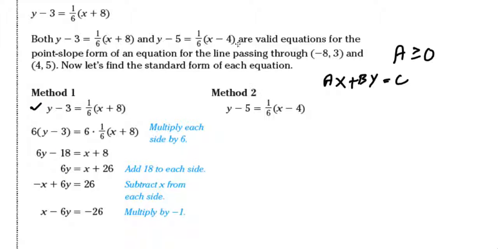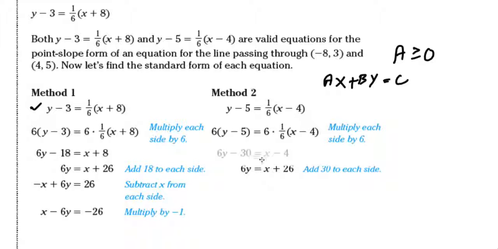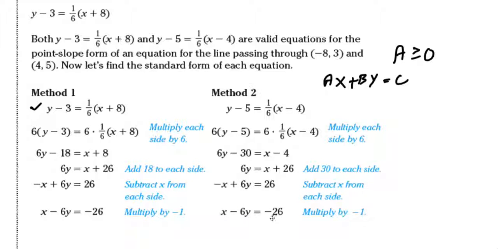Let's look at method 2. Let's use the other equation. Again, we multiply both sides by 6 to get rid of our fraction. Then we end up with 6y minus 30 equals x minus 4. Then we get rid of negative 30 by adding 30 to both sides. And then we subtract x from both sides. If you notice, it's the same banana, different boat.